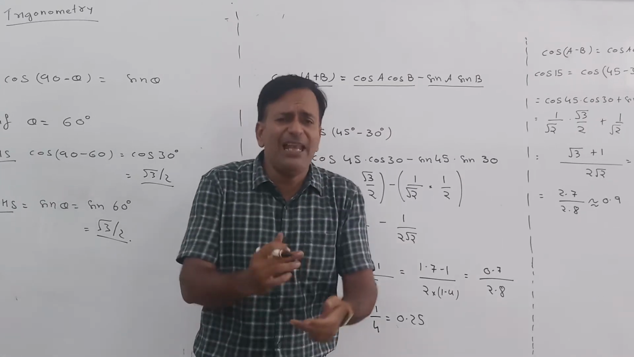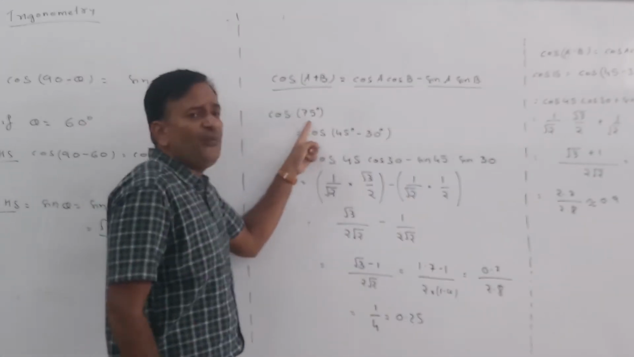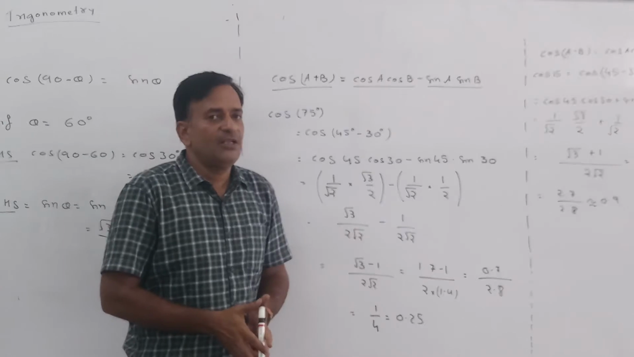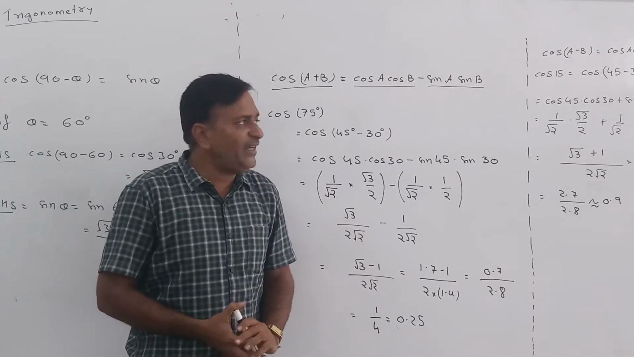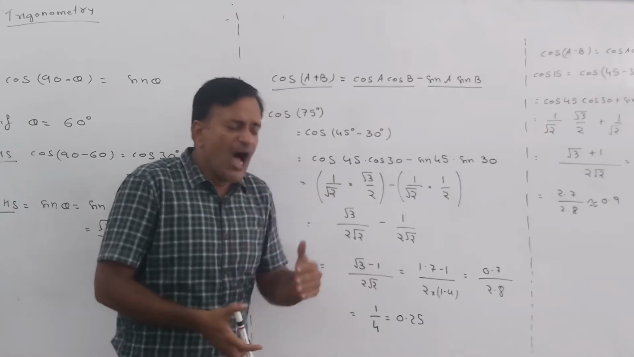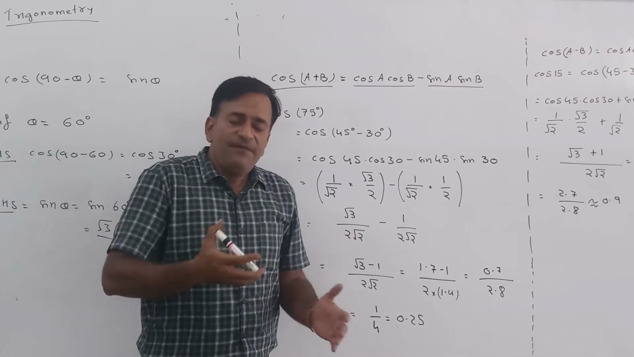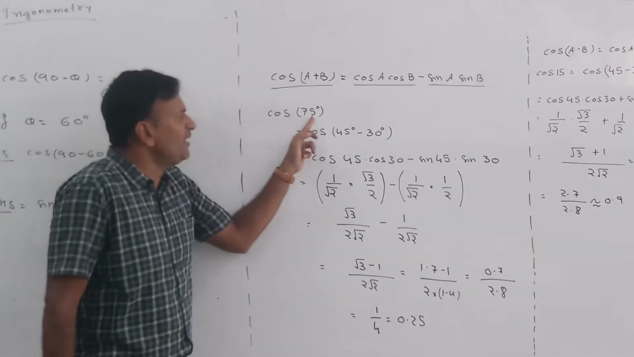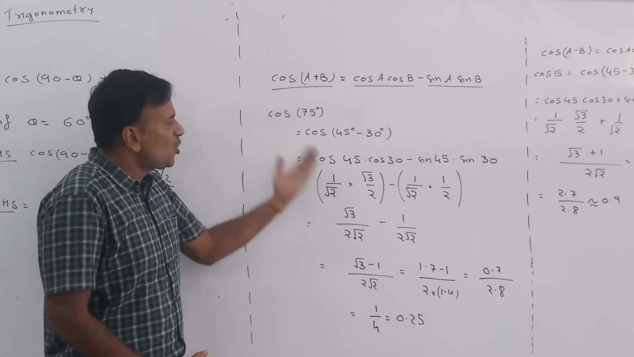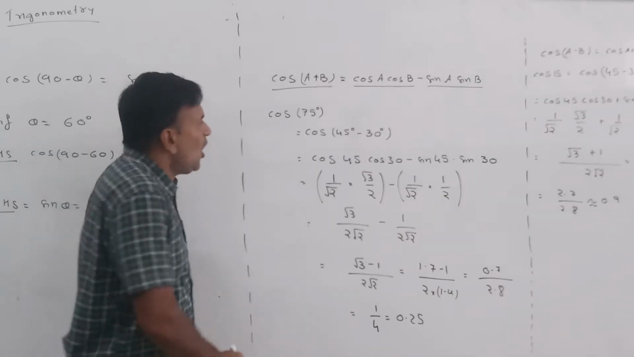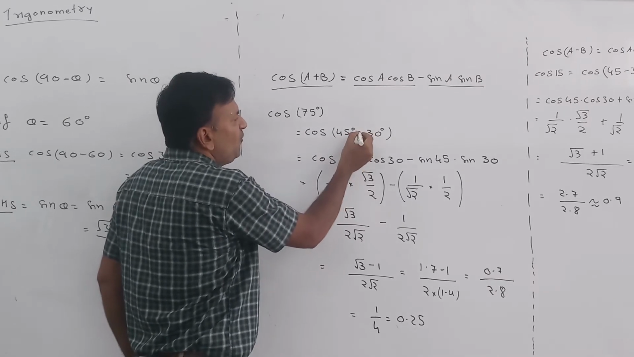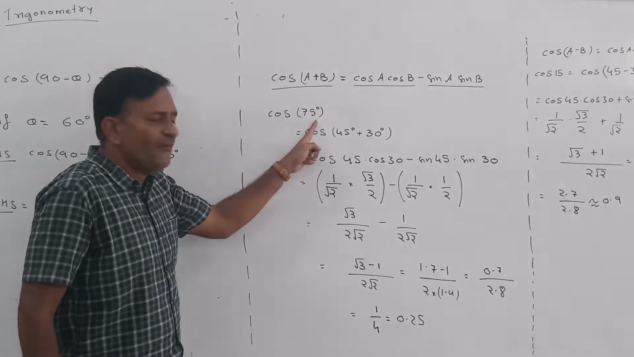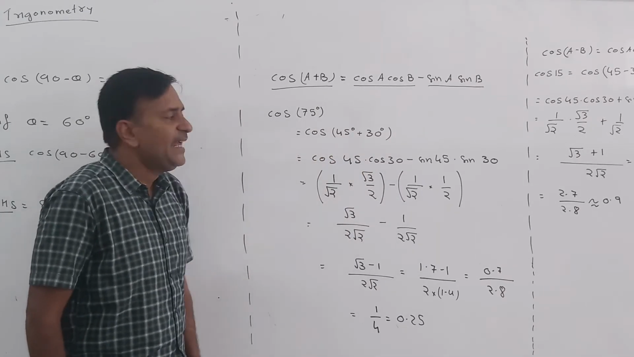But if I ask you the value of cos 75, we do not know it. So how to find the values of cos 75 or cos 15 degrees? We do this with the help of the formula. I have to find the value of cos 75. What is cos 75? Cos 75 is cos(45 plus 30), since 75 is equal to 45 plus 30. Now what to do?